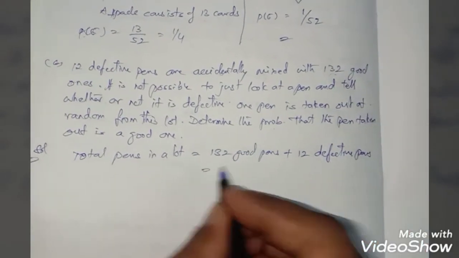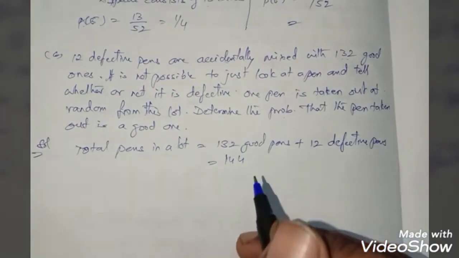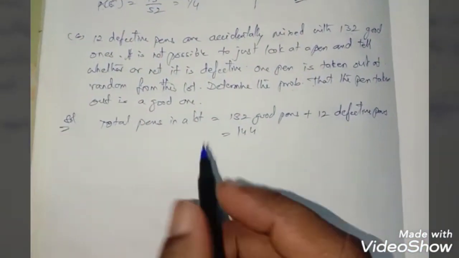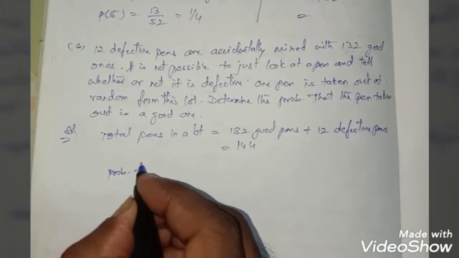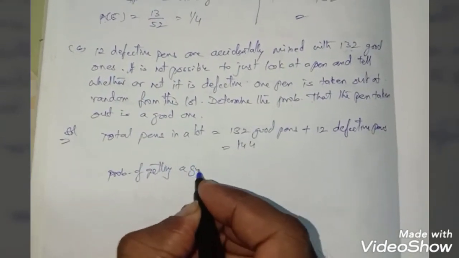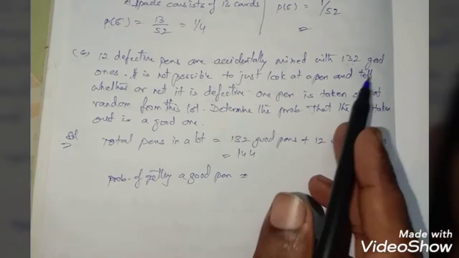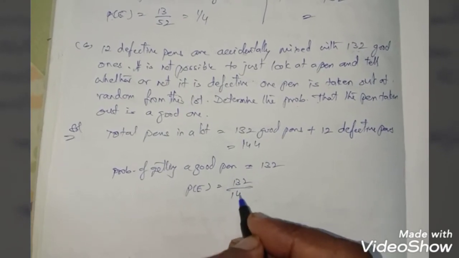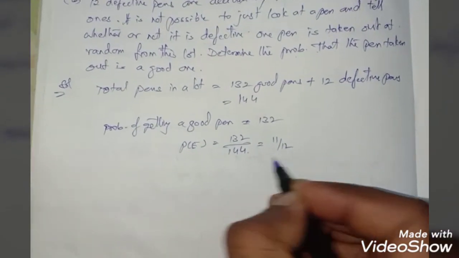Mixed together means you have to add. Now if I add, you will get 144. These are the total number of pens given to you. Now after that, determine the probability that the pen taken out is a good one. So the total outcome of the good ones is 132. So the probability of getting a good pen, right? The possible outcome is 132. So the probability of an event is nothing but 132 divided by 144. Now if you further cancel, you will get 11 by 12, right?